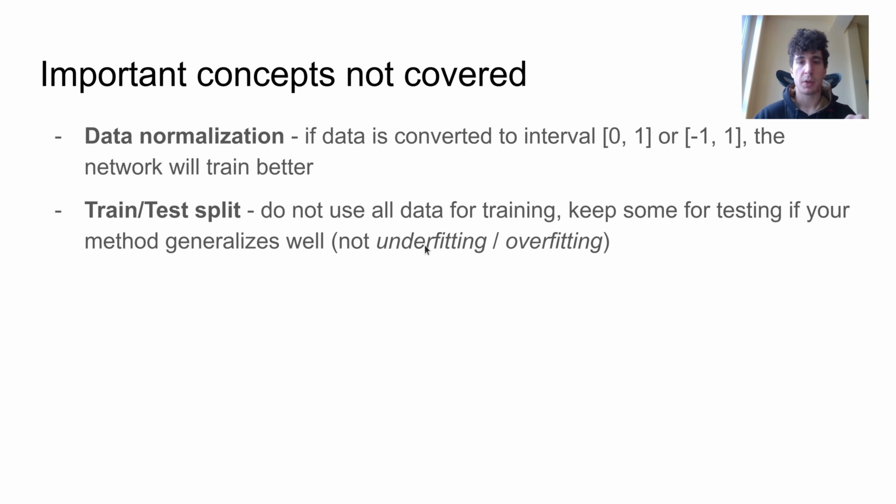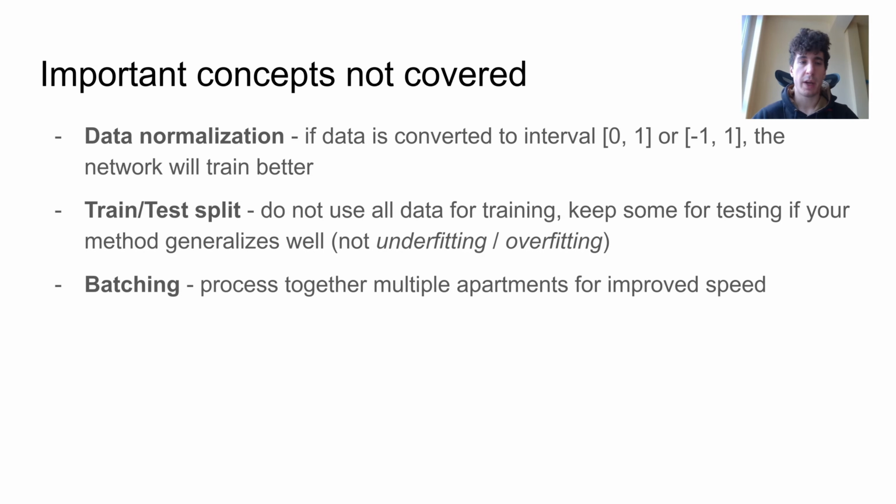And you can also read about underfitting and overfitting, two main issues with neural networks. And also batching, which is the concept of doing multiple inputs at the same time. So if we process together multiple apartments, it will become faster.